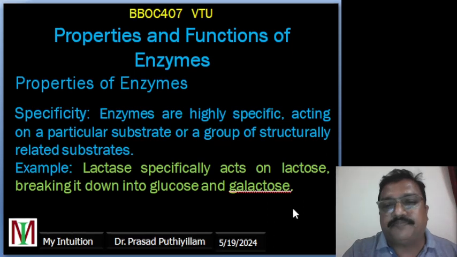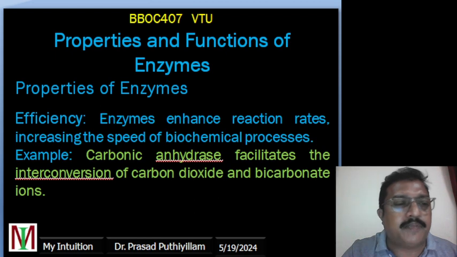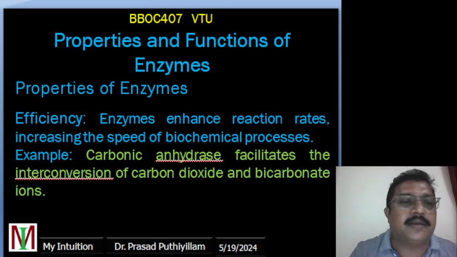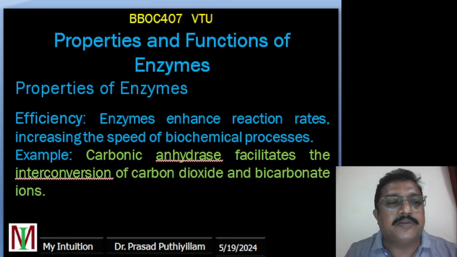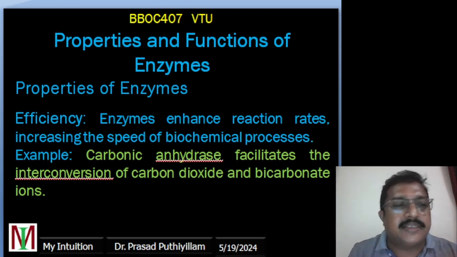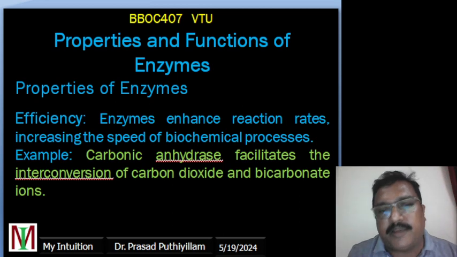Then efficiency is another property of enzymes. Getting things done very quickly is what is needed. Think of a super fast delivery driver who can bring packages to their destination in record time, or else they have to give the food for free. In the same way, enzymes are like super fast delivery drivers. They make chemical reactions happen much faster than they would on their own.